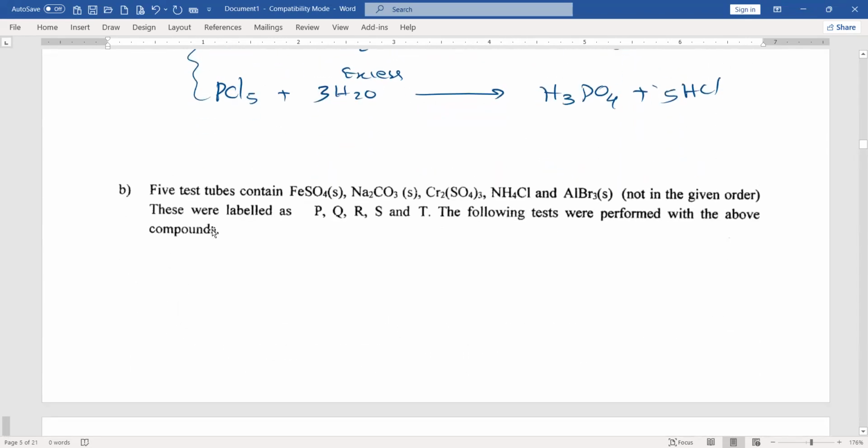Next one, 5 test tubes contain FeSO4, Na2CO3, Cr2(SO4)3, NH4Cl and AlBr3. That means iron(II) sulfate, sodium carbonate, chromium sulfate, ammonium chloride, and aluminium bromide. These were labeled as P, Q, R, S and T. The following tests were performed with the above compounds.